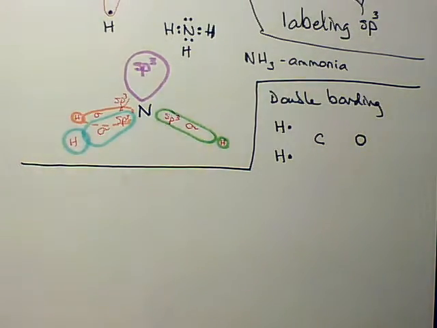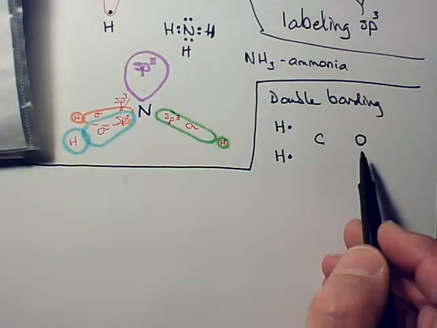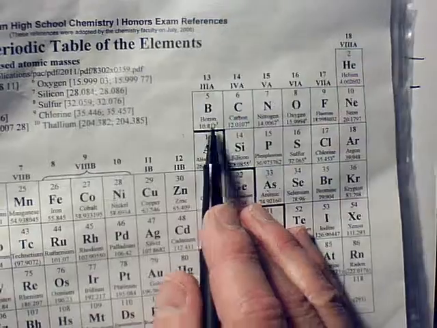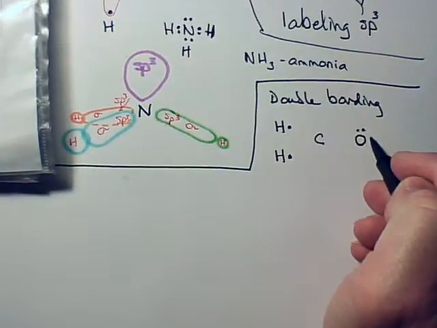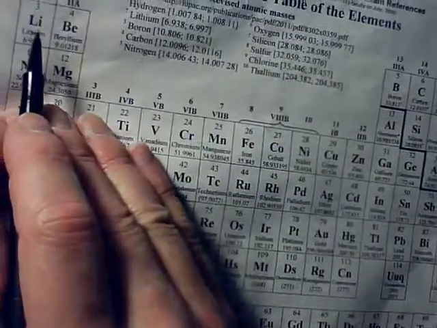All right. Oxygen has 8 total electrons, but oxygen's valence electrons are 6: 1, 2, 3, 4, 5, 6. So I want 6 dots around the oxygen, but carbon has just 4 valence electrons: 1, 2, 3, 4.